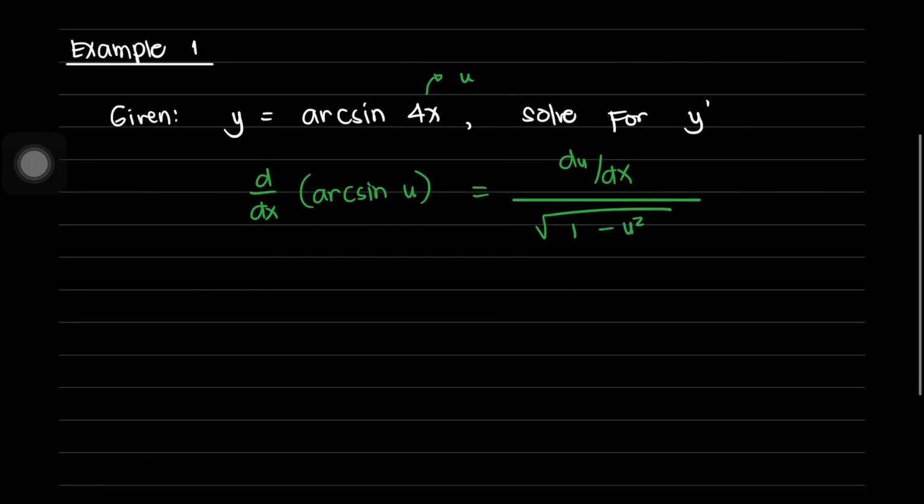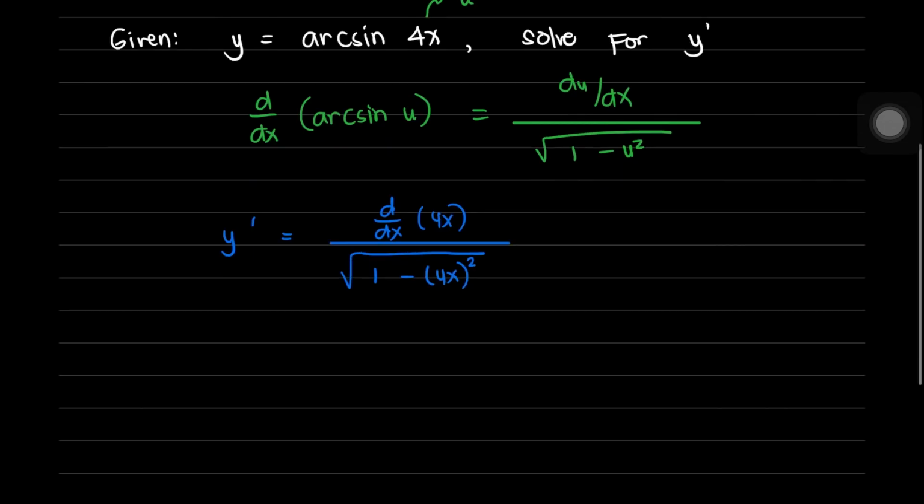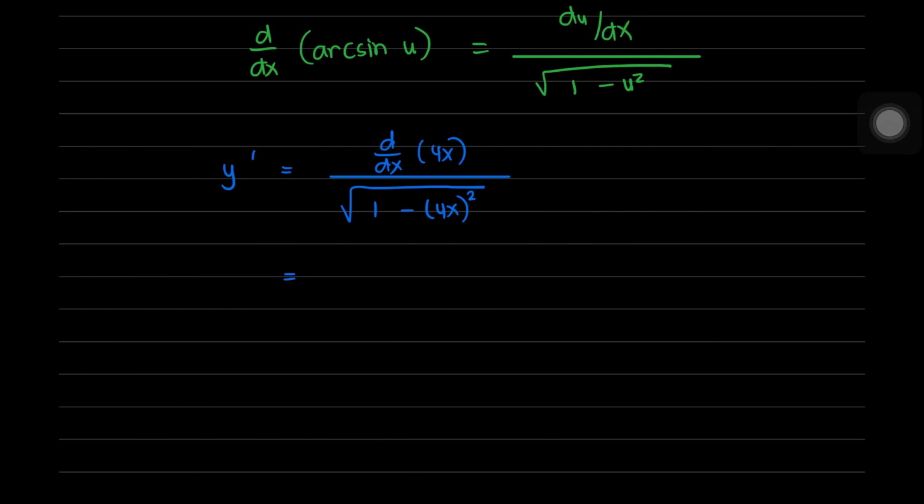So if we're going to apply this formula to the given problem, then y prime would now be equal to du, or that's now d over dx of 4x, which is our u, all over the square root of 1 minus 4x quantity squared. And if we're going to simplify this one, the derivative of 4x is equal to 4 all over the square root of 1 minus 4x quantity squared, so that will give us 1 minus 16x squared. So this would now be y prime.